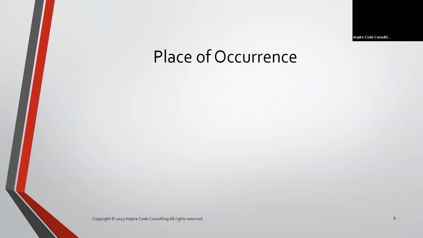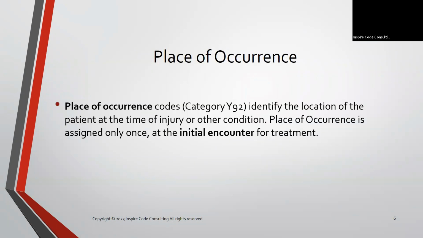Place of occurrence. These codes identify the location of the patient at the time of the injury or other condition. This is assigned only one time. Normally when we are getting these types of injuries and we have to tell the story of how it happened, this is usually where you'll code these encounters. They'll come from the emergency room. This is a person who has gone to the emergency room and this has happened to them.